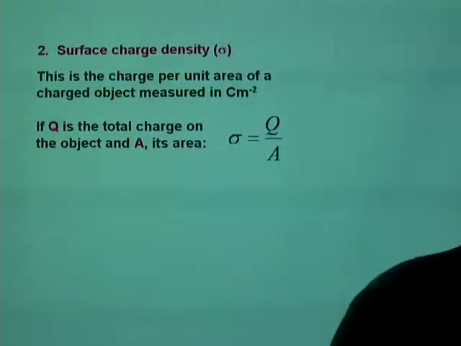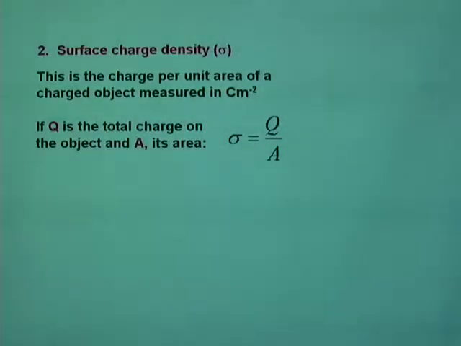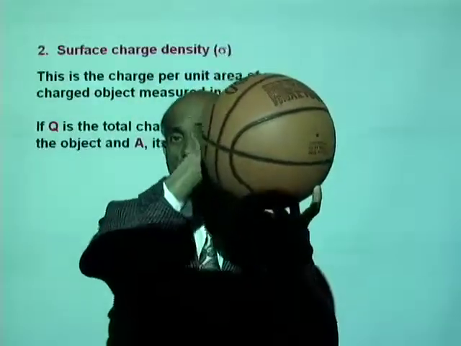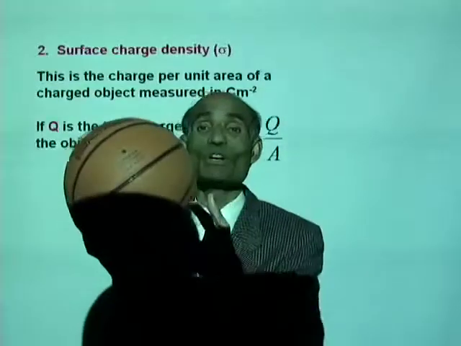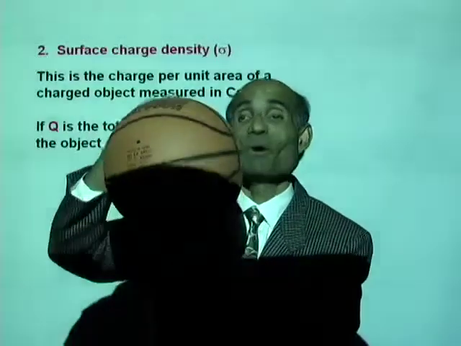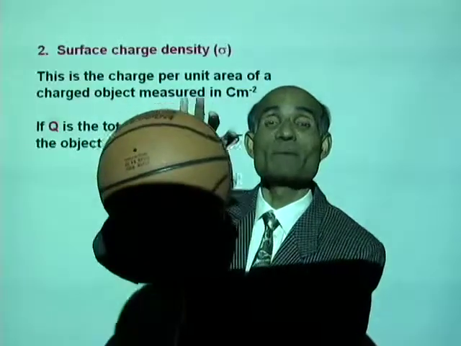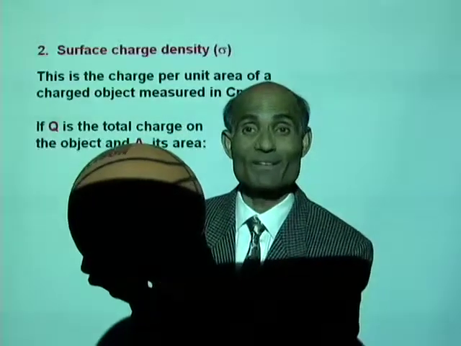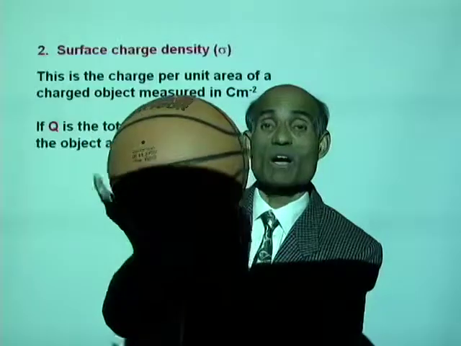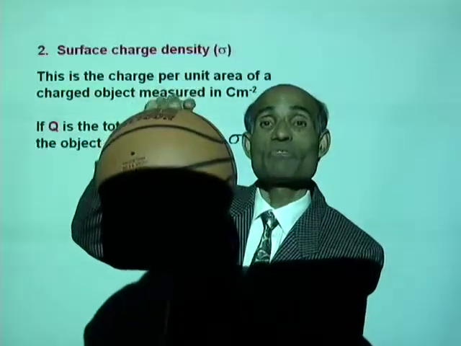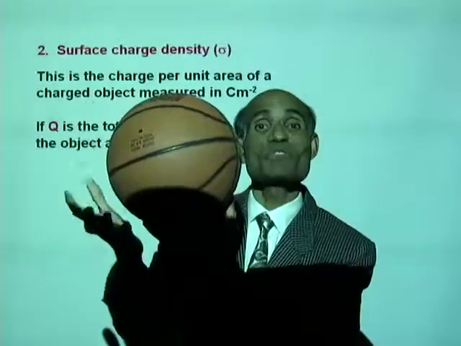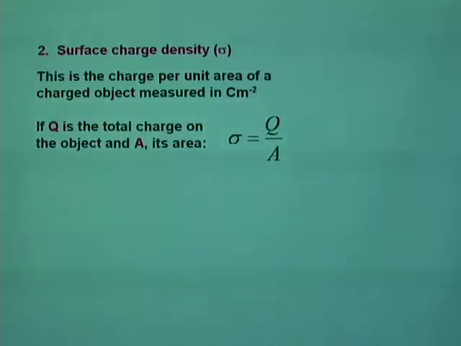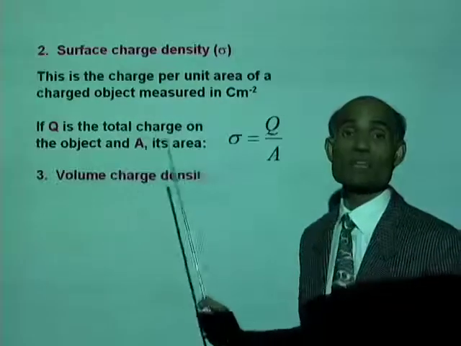Now tell me, if I have this basketball, I keep this basketball always with me. Now, if there is a total amount of charge Q distributed over this surface, anybody tell me what is the surface area of a sphere? The surface area of a sphere is 4 pi r squared. So, if I know the total charge on this surface, and if you divide that total charge by the surface area, I get the surface charge density sigma. And that is something that we will be using as we move on.